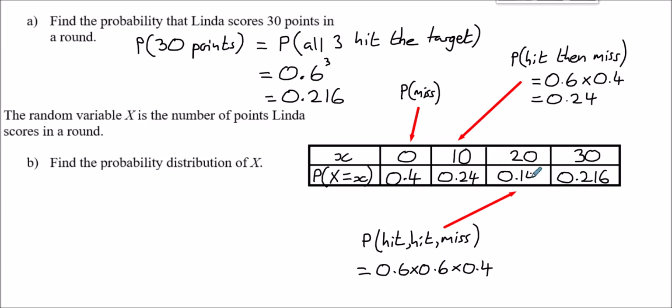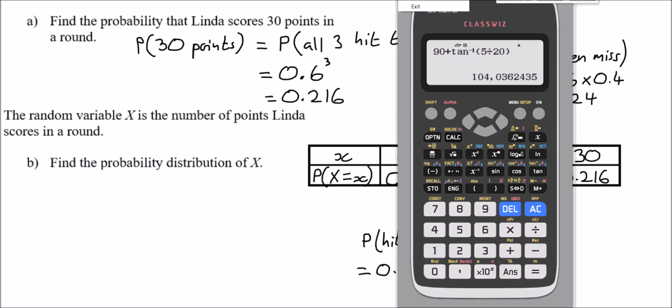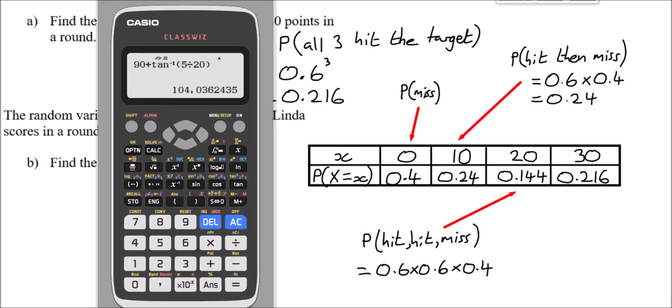As a double check, what you could do is sum all these probabilities, and they should get to 1. If you check this now, you should find that they do. So just to show you here that they do sum to the right value. So 0.4 plus 0.24 plus 0.144 plus 0.216, 1, which is what you'd expect.